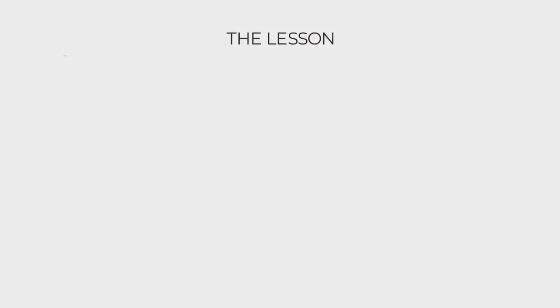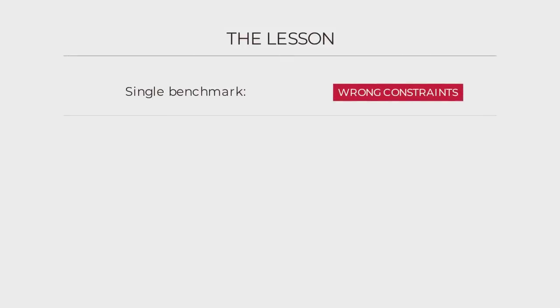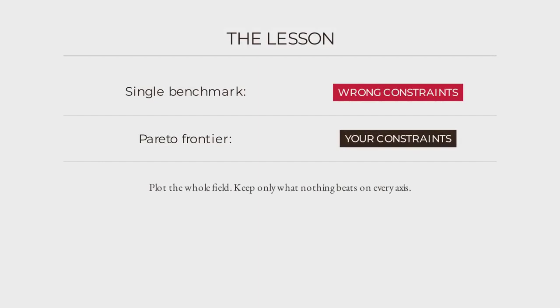A single number benchmark optimizes for the benchmark's constraints. The Pareto frontier optimizes for yours. Dominated models are eliminated before you spend time evaluating them. Constraint masks cut the frontier to what can actually ship. This is what model selection is.